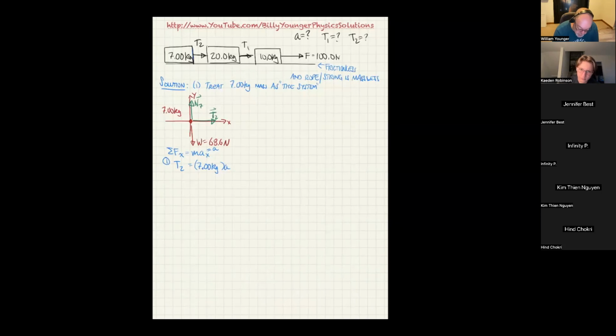Now I'm going to draw another free body diagram for the 20 kilogram mass. And I'm going to do that as follows. This is going to be my y-axis. This is going to be my x-axis. Notice how I made the positive x direction the same for both of these. That's not completely necessary, but it's crazy not to, and you end up having to do a lot of stuff if you don't. So we'll get to more on that later.